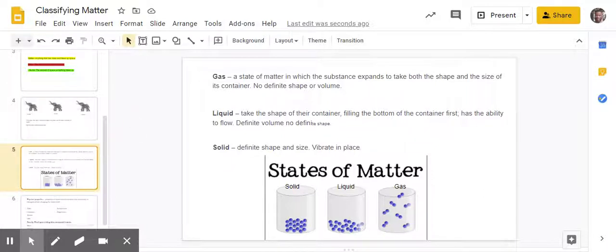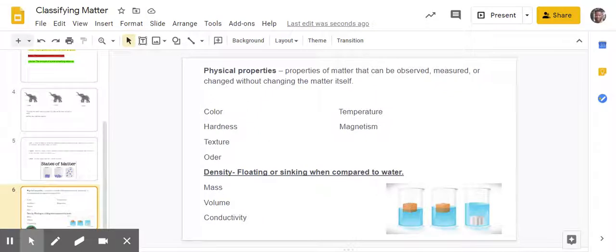So any definitions you see on this slide here, I want you to write them down in your notebook in the vocabulary section. So this is how they would look if they were drawn. A solid would be tight and vibrate in place. A liquid would be able to move a little bit and they slide past each other. Gases take whatever shape of the container they're in and they move freely throughout.